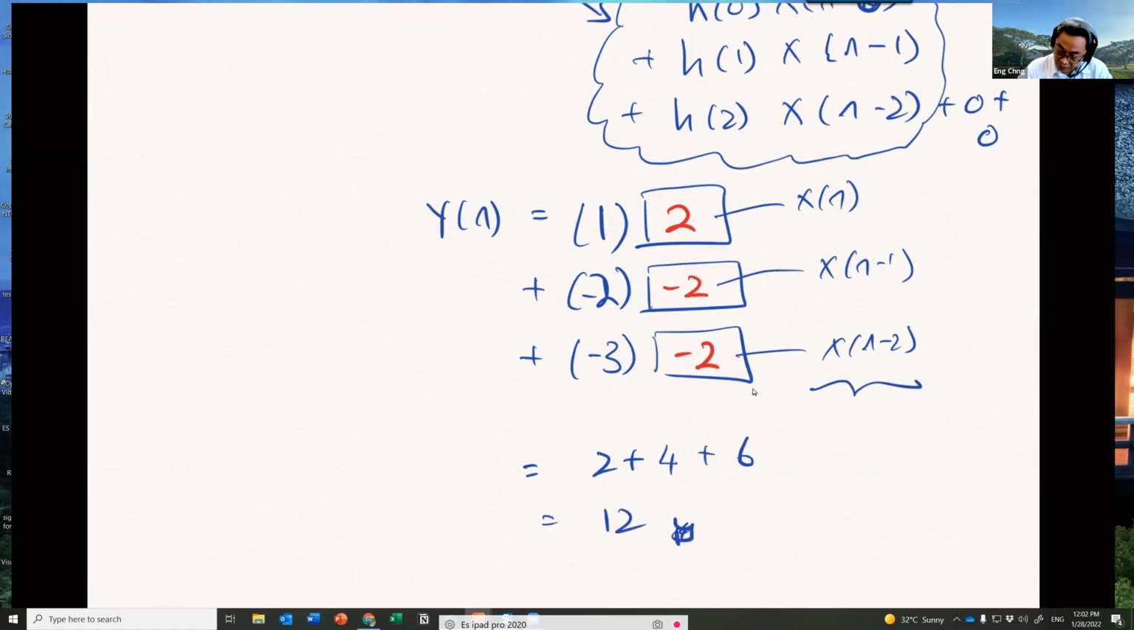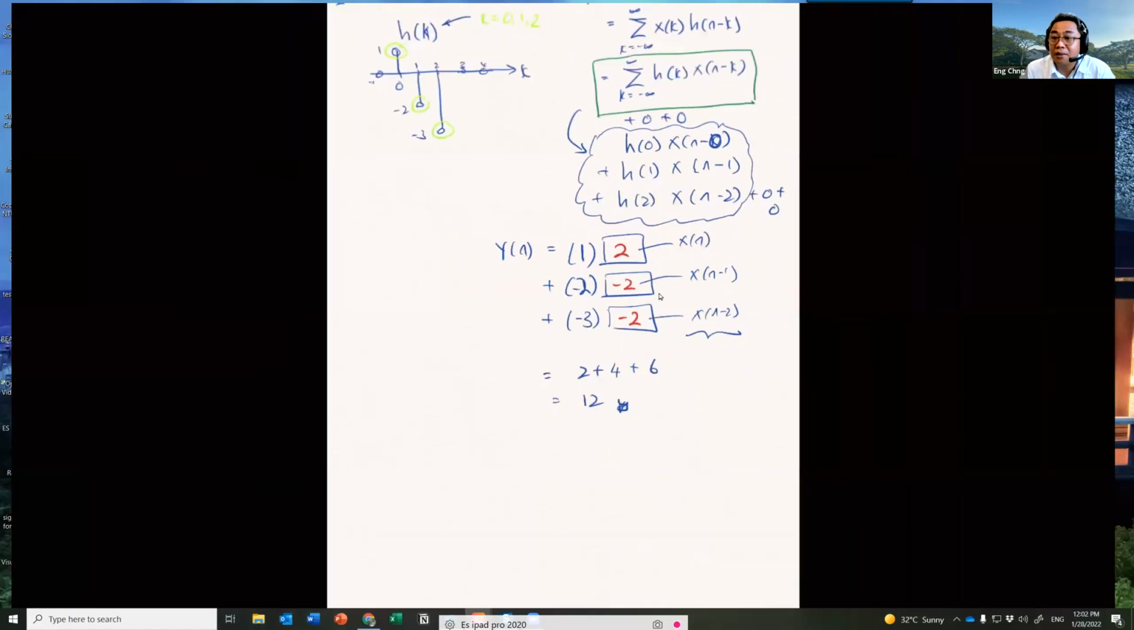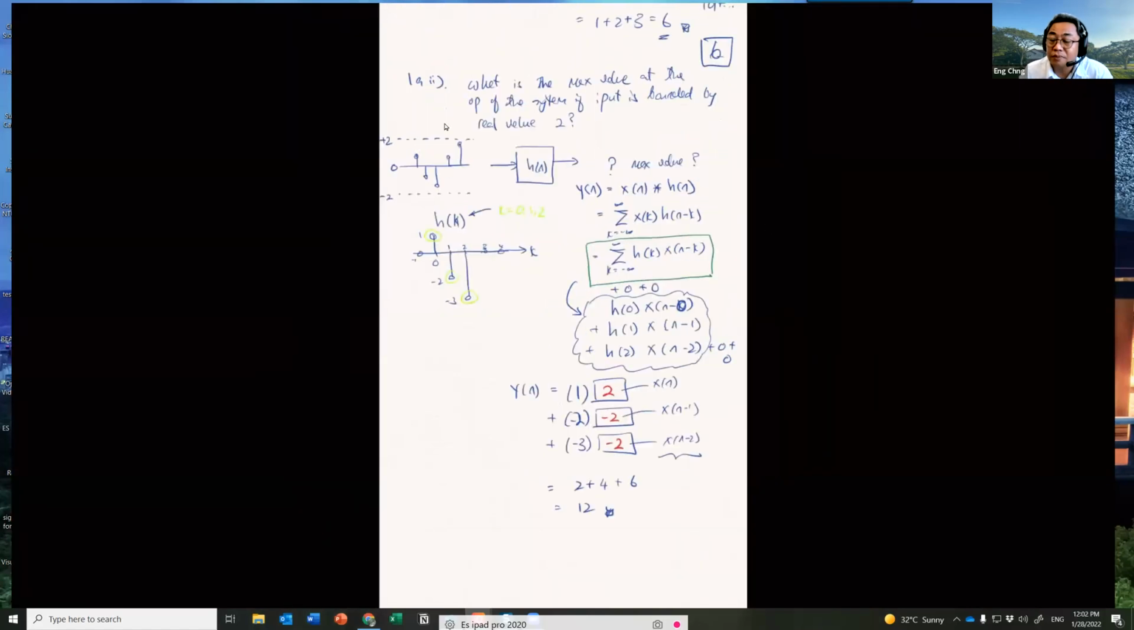So this is the answer for this question. You need to understand convolution equations, and once you understand them, you see that most of the values of h are 0, then it is very easy to solve. And then this is nothing but picking the largest value, but with the correct sign. If you cannot pick the correct sign, of course, you're finished.